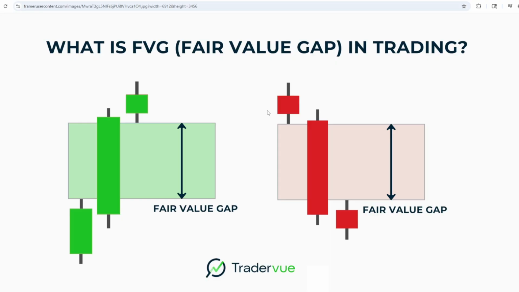A lot of people talk about it. There are videos on it, and a lot of systems that use it. I don't use this other than intuitively, just looking at the price structure when I think it's overextended, and then I look for it to consolidate.